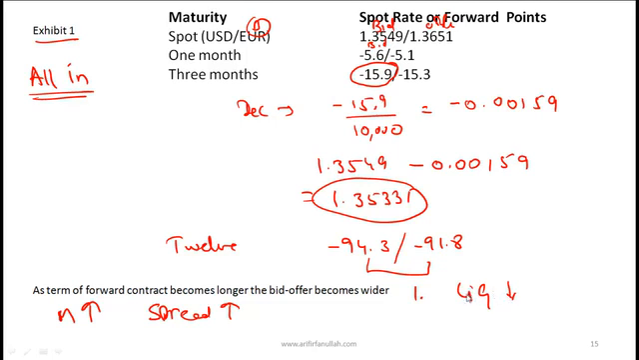The second point is the exposure to counterparty credit risk increases. So exposure to counterparty credit risk goes up. That also causes the spread to widen. And finally, the interest rate risk of the contract increases, and that also causes the spread to increase. So just remember those 3 points and you are in good shape.